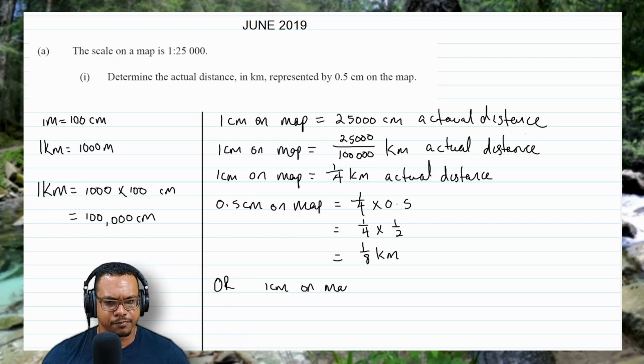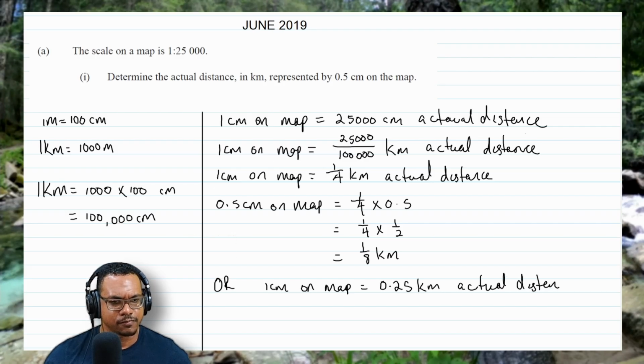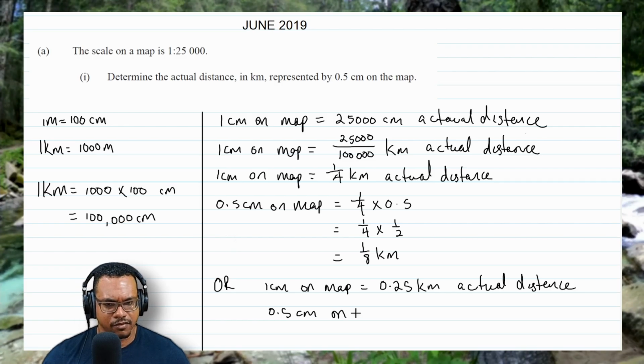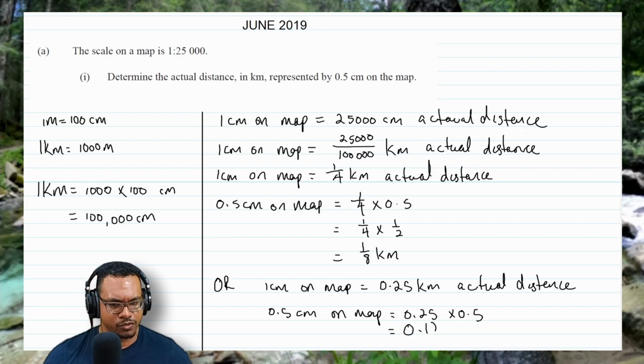All right, so if you didn't want to do it that way, you could say the 1 centimeter on the map is equal to, when you divide these two things, you get 0.25 kilometers actual distance. So 0.5 centimeters on map would be equal to the 0.25 multiplied by 0.5, which is equal to 0.125 kilometers actual distance.